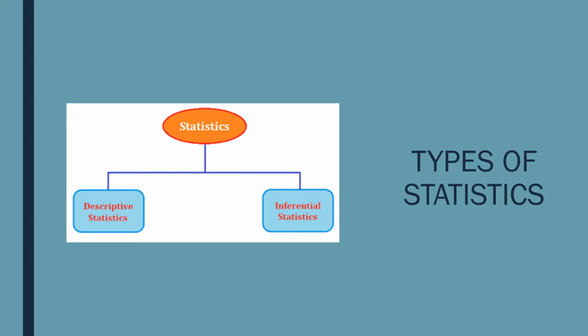Now, there are two main types of statistics. Yes, there are other types, but for the purpose of this presentation and our class, I'm going to talk about the two main ones, which are descriptive statistics and inferential statistics.